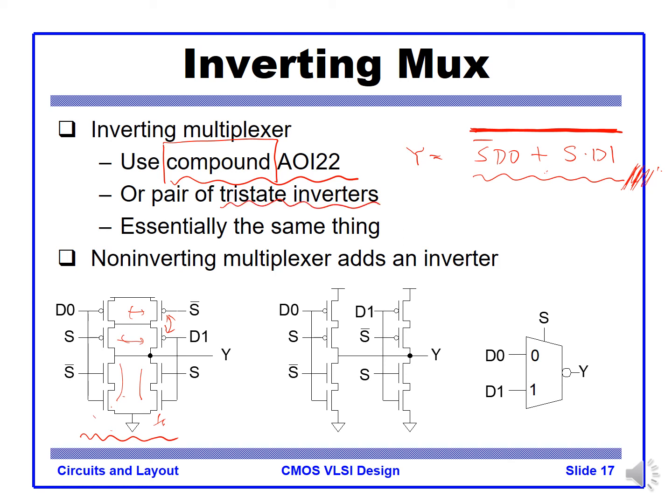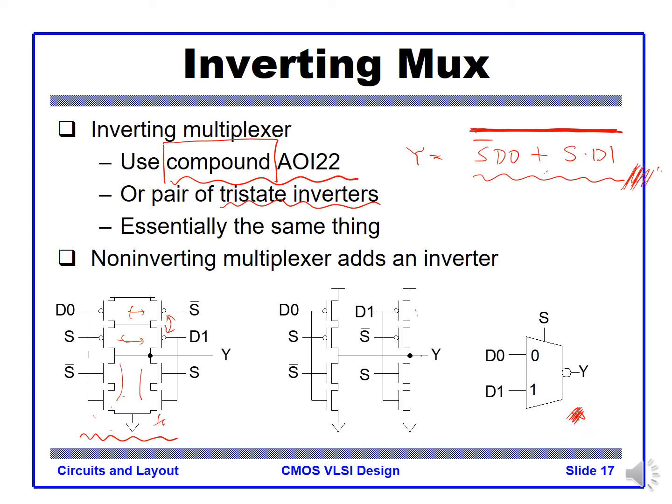Another way is to use a tri-state inverter shown here. Depending on the selection signal, the input passes to the output. When the selection is not selected, then the output is driven to the high-Z state. So the selected buffer will drive the output.